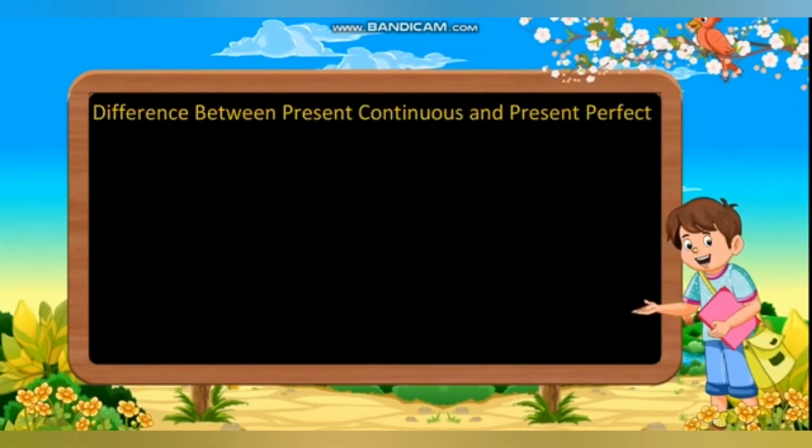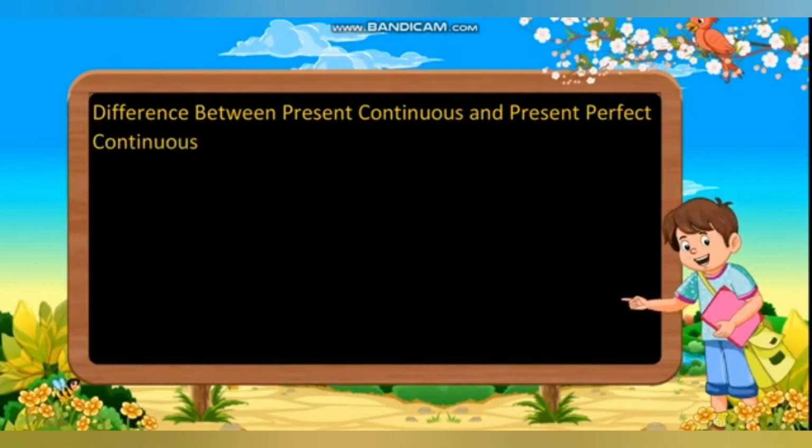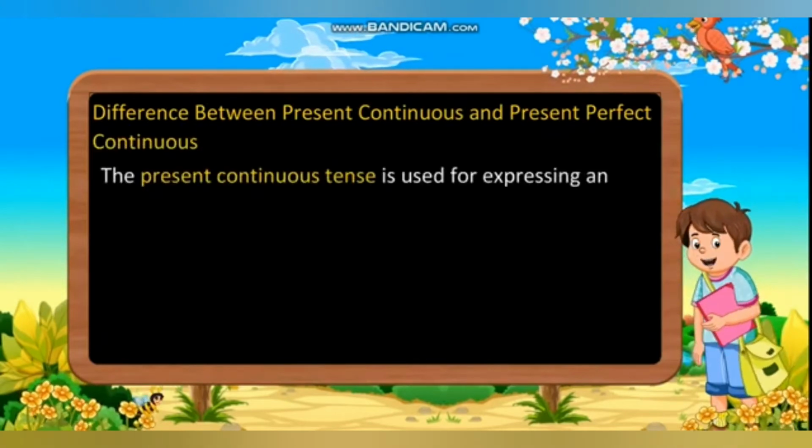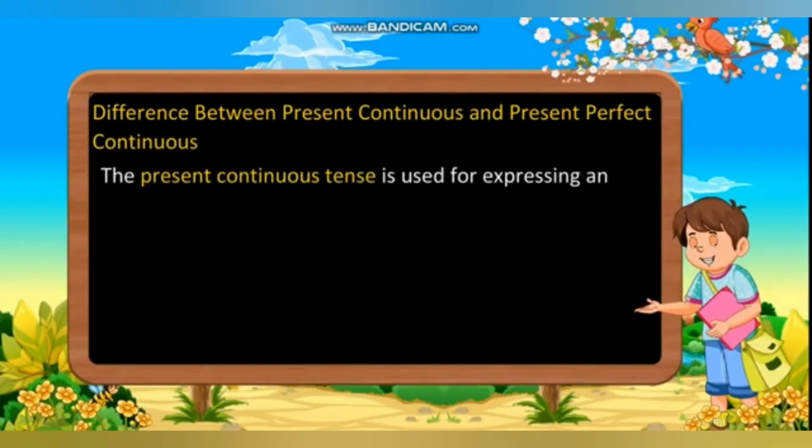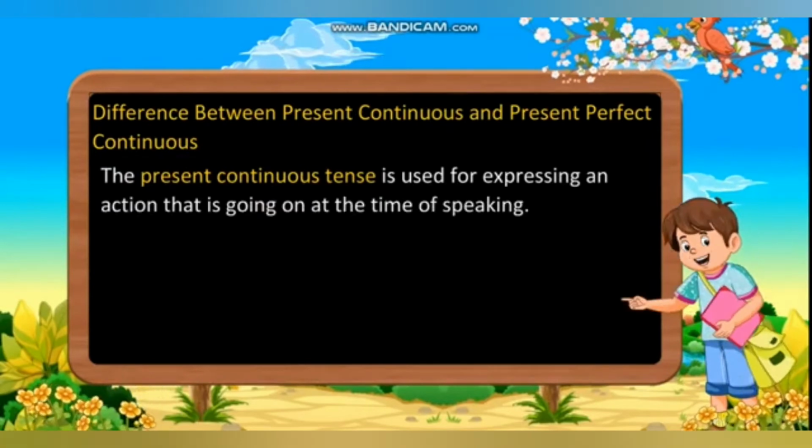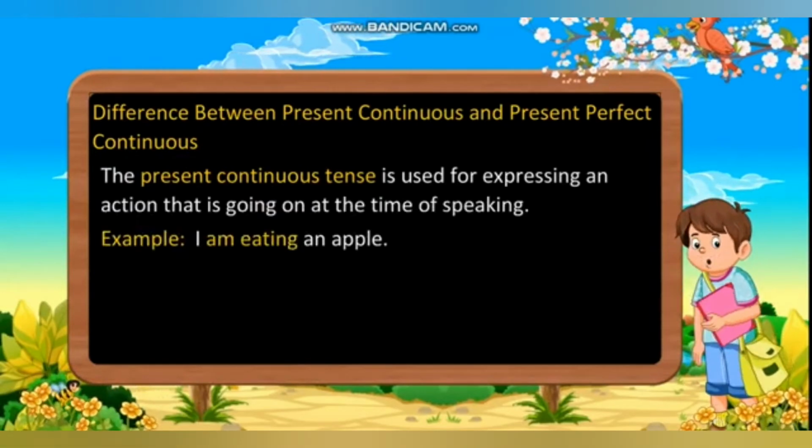Difference between present continuous and present perfect. The continuous tense is used for expressing an action that is going on at the time of speaking.